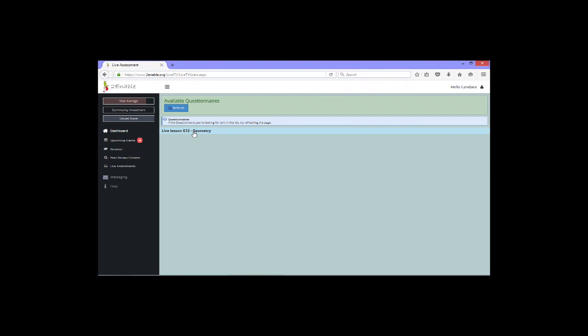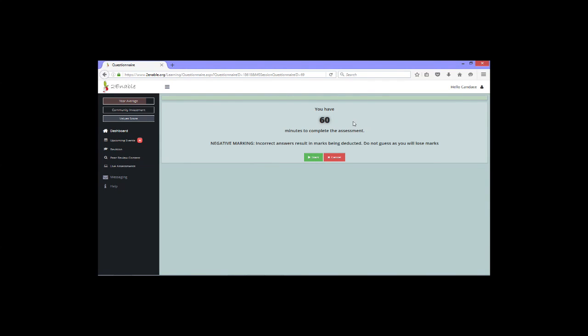And then you'll click on this, and it will take you into the questionnaire, and it'll say you've got 60 minutes to complete this, and it says negative marking, incorrect answers result in marks being deducted. Do not guess as you will lose marks. More importantly, I don't want you guys to guess because it's going to give me a bad idea of what you guys know and don't know. So the idea is to answer what you know, okay? And then you start it.